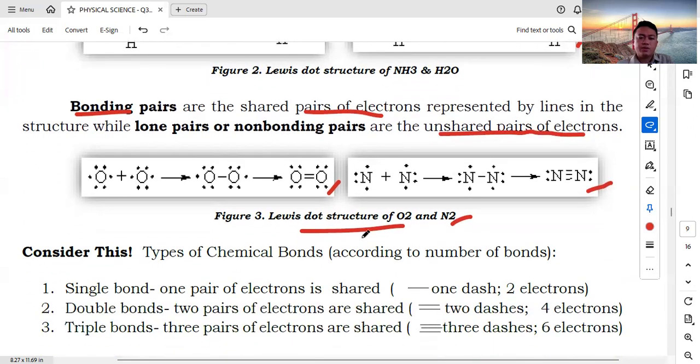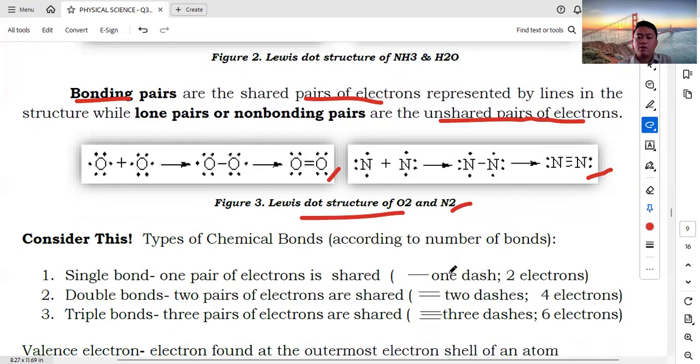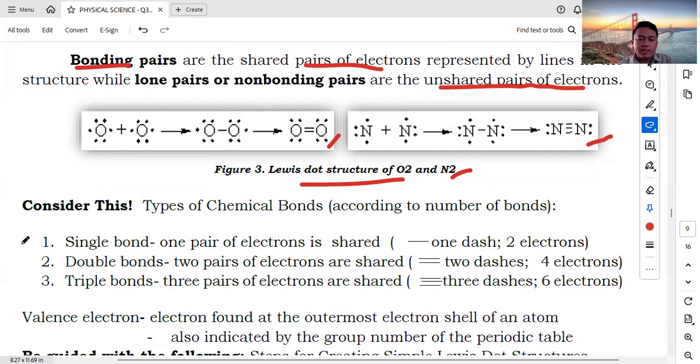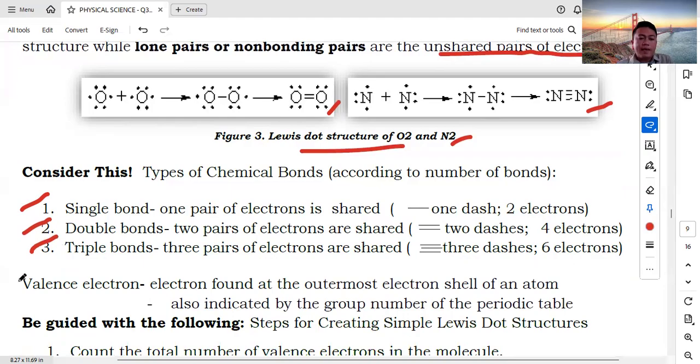So let us now consider this. There are types of chemical bonds according to the number of bonds. One is single bond. It has 1 pair of electrons. Double bond has 2 pairs of electrons. And triple bond, 3 pairs of electrons. Valence electrons, or electrons found at the outermost electron shell of an atom, are known as your valence electrons. It is also indicated by the group number of the periodic table.